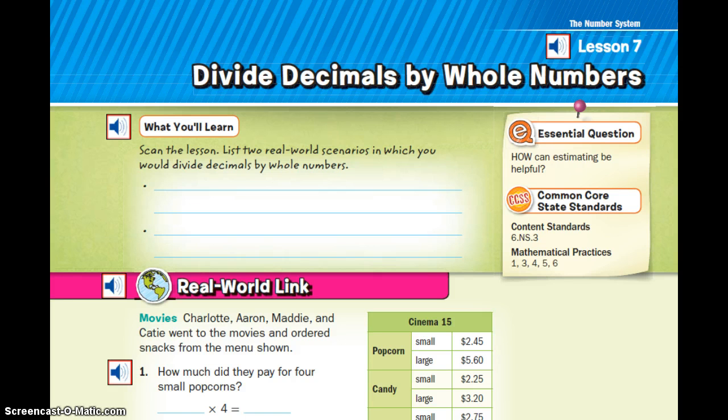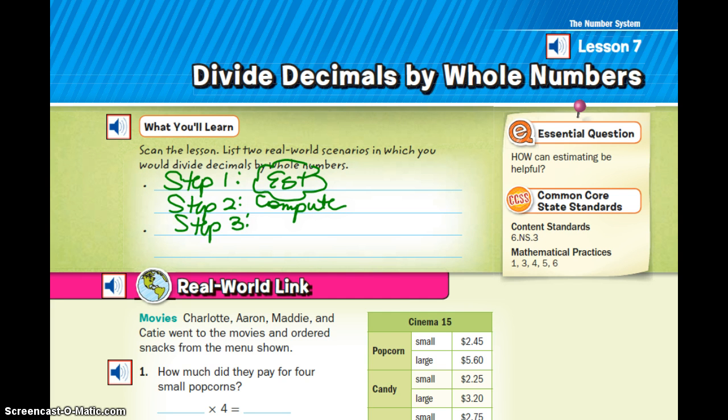So again, I know that they're asking other questions, but I think that this is so much more important than when would we see real numbers like this. Estimate, compute, compare. Make sure you do the comparison at the end to make sure your answer makes sense.